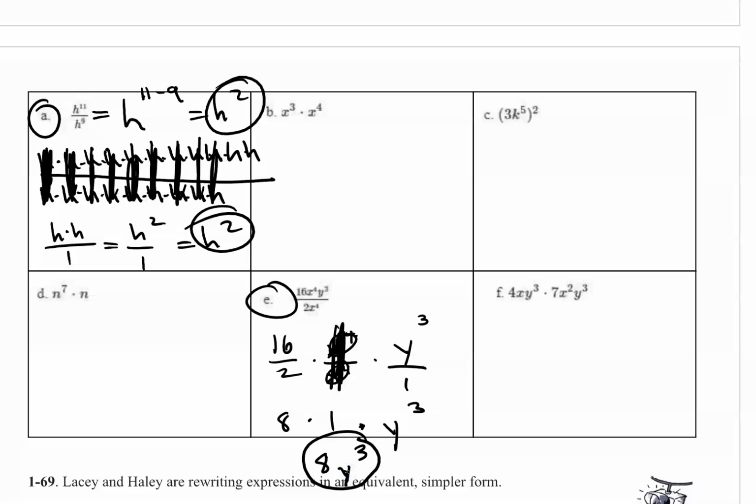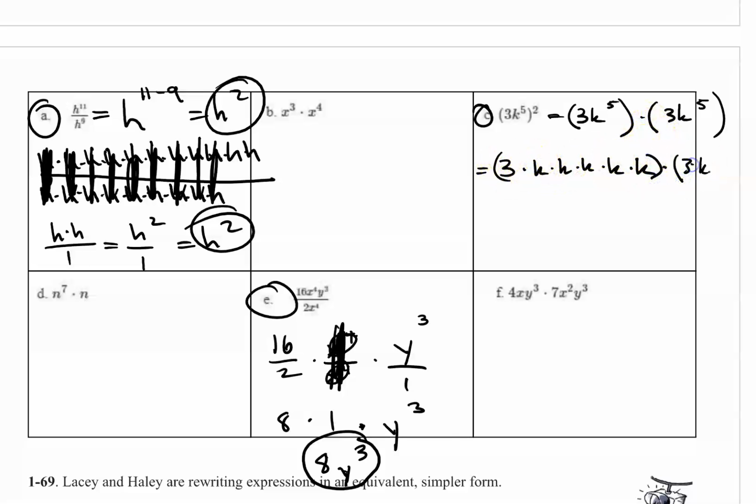Alright, let's go to C. When you have an exponent outside the parentheses, that tells you how many times to multiply the parentheses by itself. So 3k to the power 5, squared, means 3k to the power 5 gets multiplied by itself twice. So let's expand. This is 3 times 5 k's, and then we'll multiply by the same thing, 3 times k times k times k times k times k. Kind of out of space there.